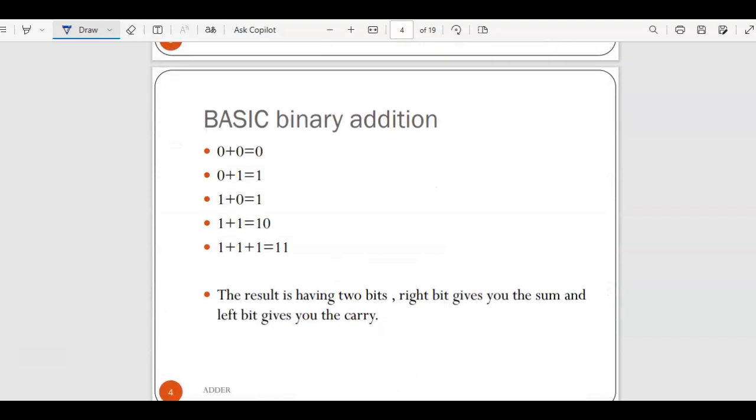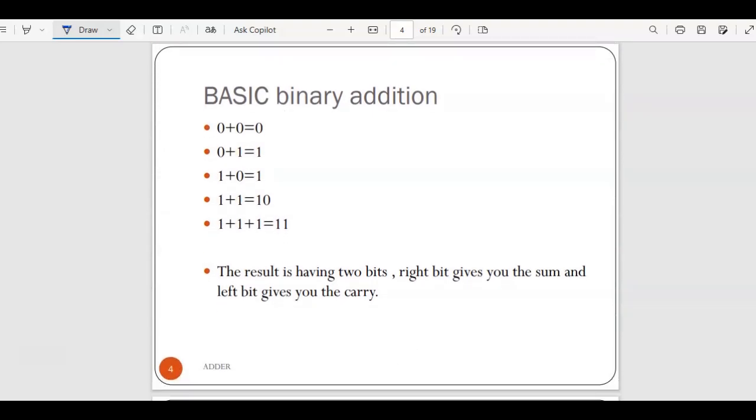Now the basic operation. First you have to make yourself comfortable with binary addition. If two inputs are both 0, then 0 plus 0 gives 0. 0 plus 1 is 1, and 1 plus 0 is 1. And if it is 1 plus 1, the result is 1 0. So it is actually 2 bits of data.